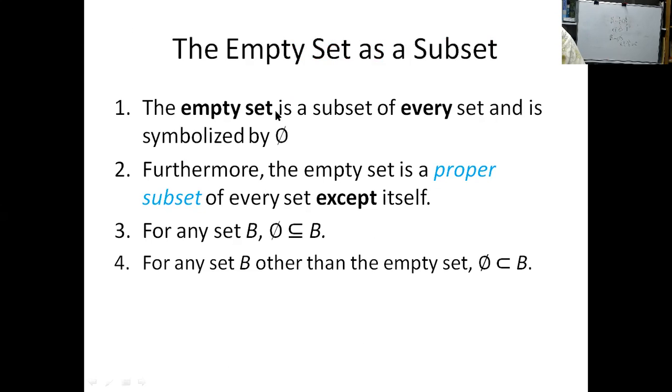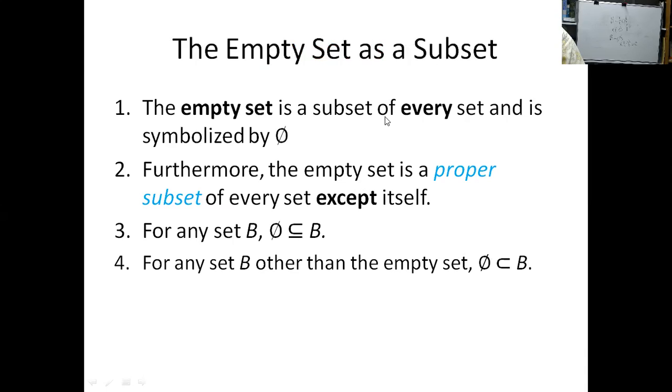Empty set as a subset. The empty set is a subset of every set and is symbolized by this null. The empty set is a proper subset of every set except itself. For any set B, an empty set is part of that because it's nothing. For any set B other than the empty set, it's also a proper subset. So null is a subset of every set, and it's a proper subset of every set except itself. Let me repeat this. I know it can be confusing.